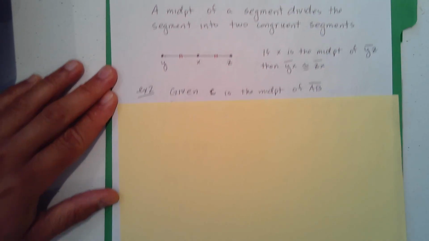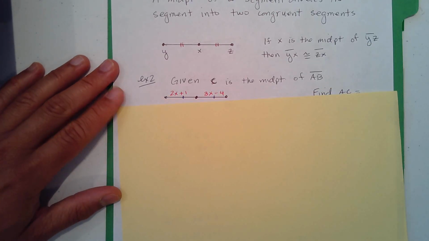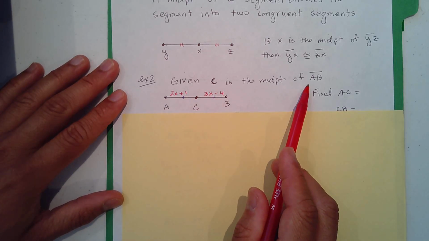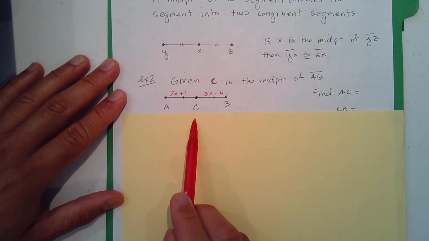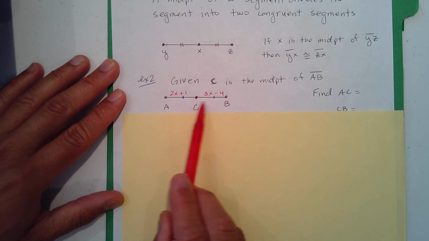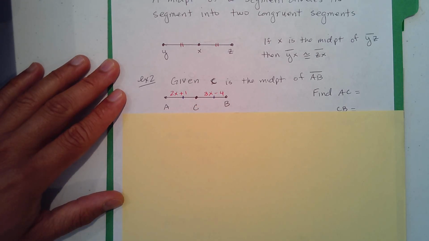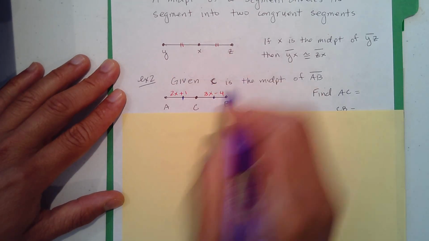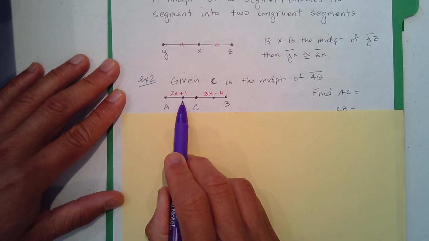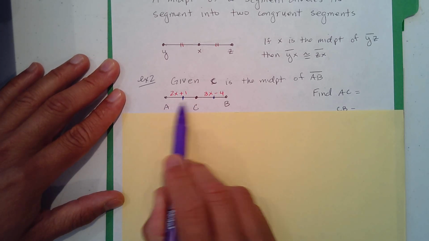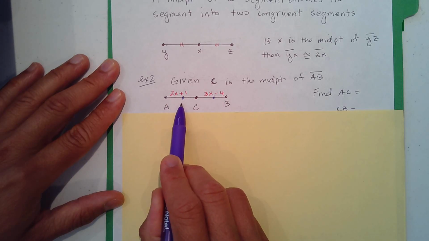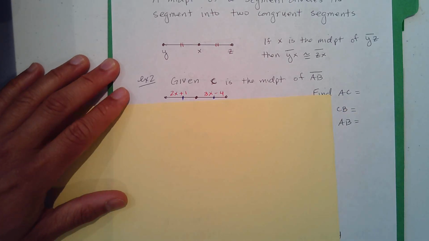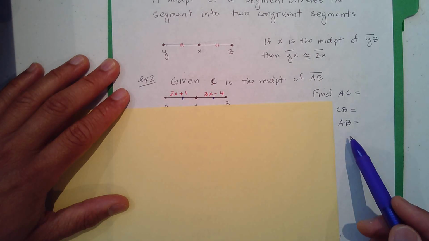All right, example 2. It says, given C is the midpoint of AB. So if C is the midpoint of AB, I know this and this are equal to each other. Okay, so I have a congruent mark here. This time I only have one, and that's fine. If I have one congruent mark and this is one congruent mark, these sides are congruent. If I had one congruent mark and two congruent marks, they are not equal. So now they want us to find AC, CB, and AB.